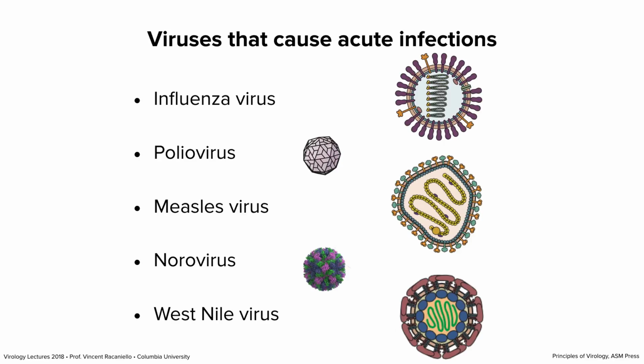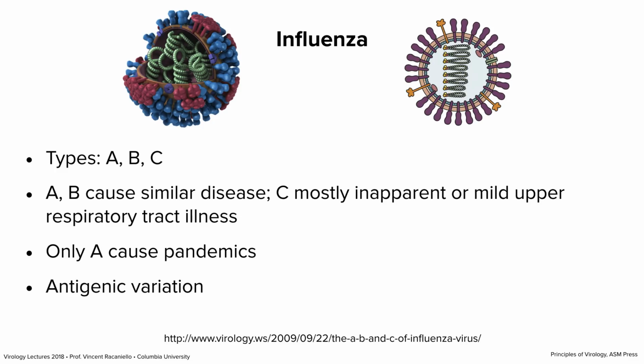Poliovirus and norovirus are transmitted by fecal contamination, ingestion of fecally contaminated material. And again, they're different enough worth considering. And West Nile virus, how is that transmitted? Mosquitoes, exactly. So that's a different one to look at.